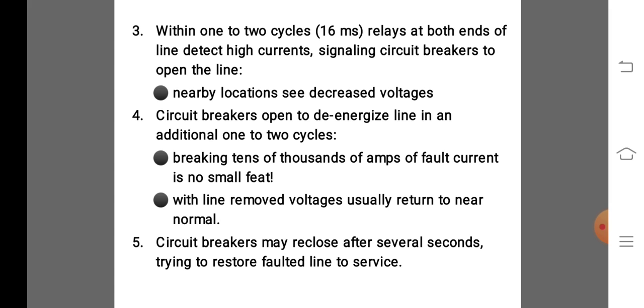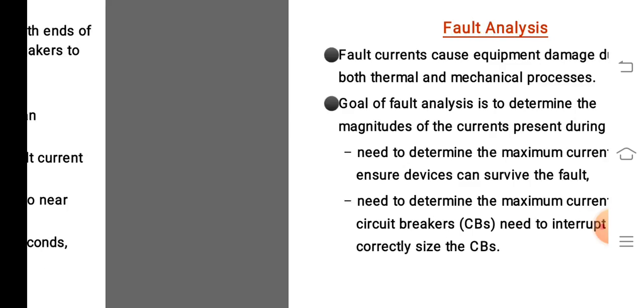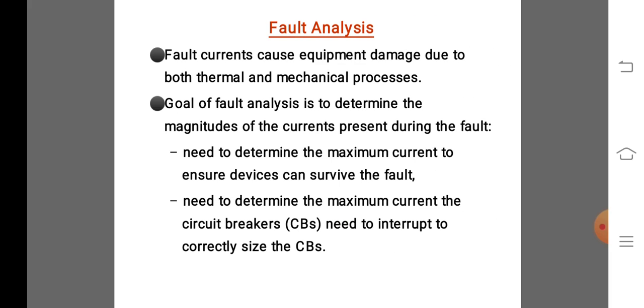Due to that, breaking tens of thousands of amps of fault current is no small feat. With the line removed, voltages usually return to near normal. The circuit breaker may reclose after several seconds, trying to restore the faulted line to service. Fault analysis: fault may be analyzed under the control of current and magnitude. Fault current causes equipment damage due to both thermal and mechanical processes.